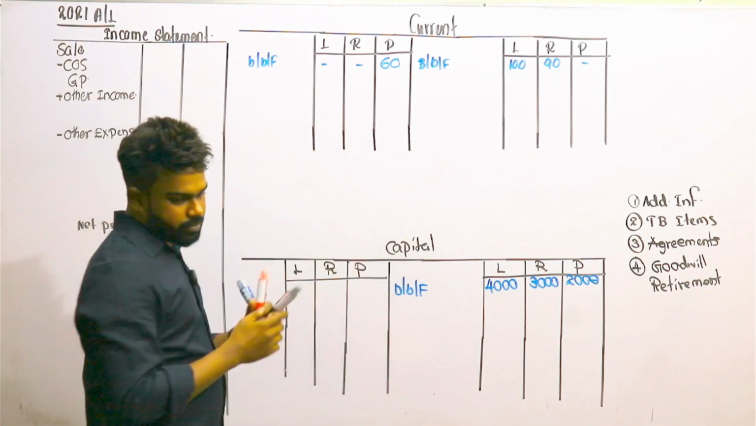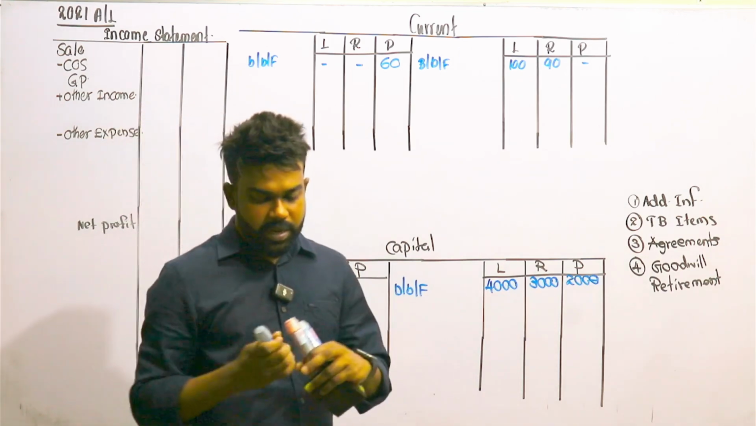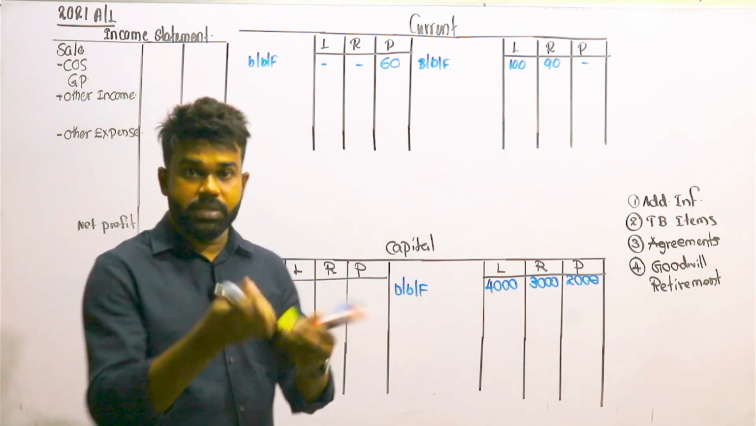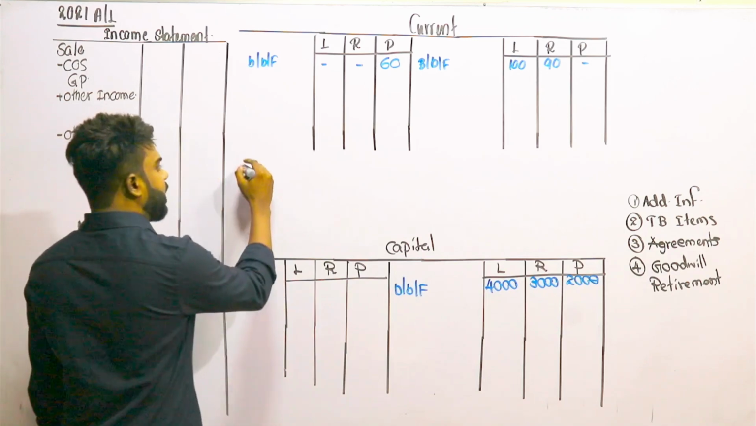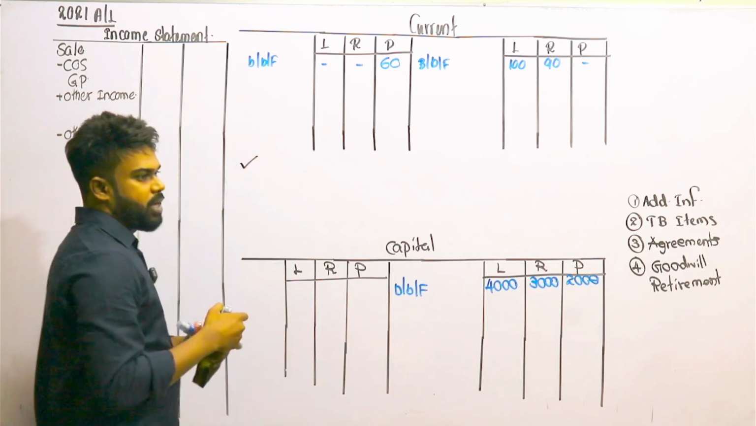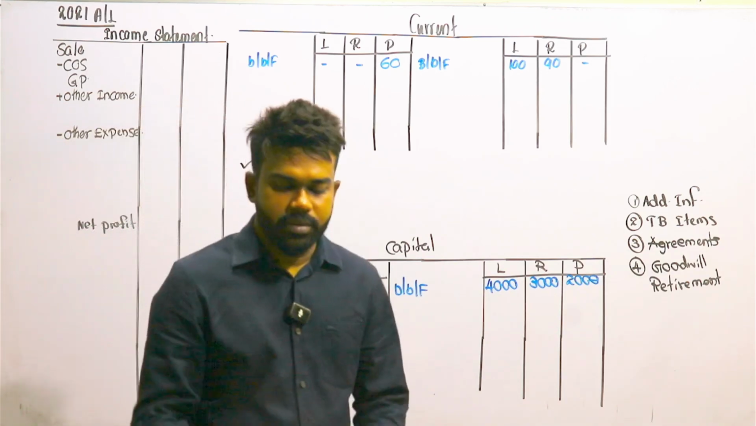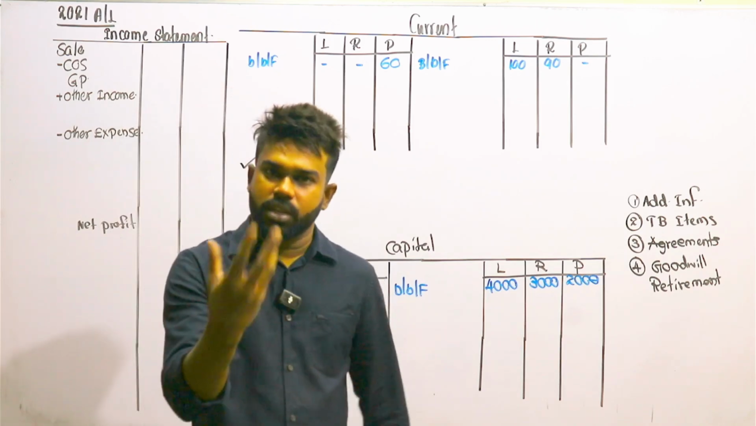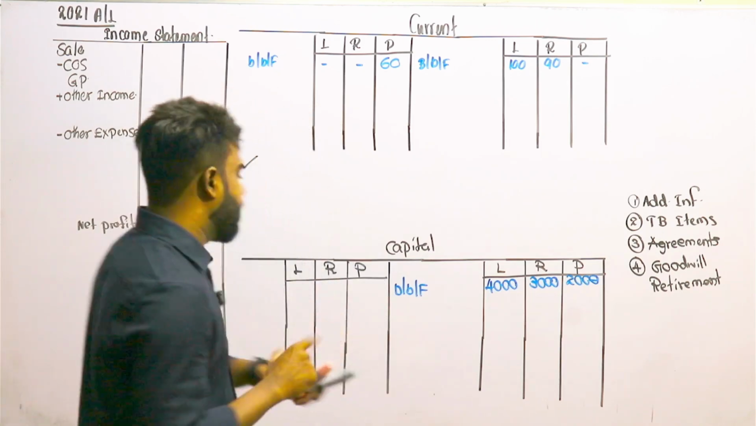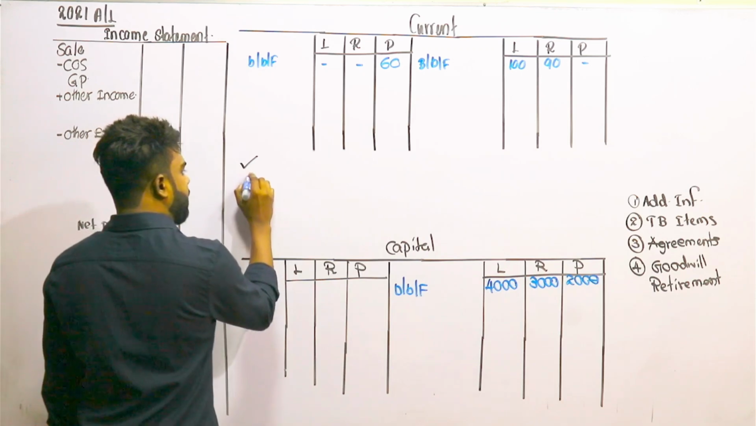So please tell me, here salary received by partners means the business has paid. Therefore, what's the correct double entry for the paid salary? If you paid my salary payable, employee salary, what's the double entry? Liability settlement. What? Salary payable debit.